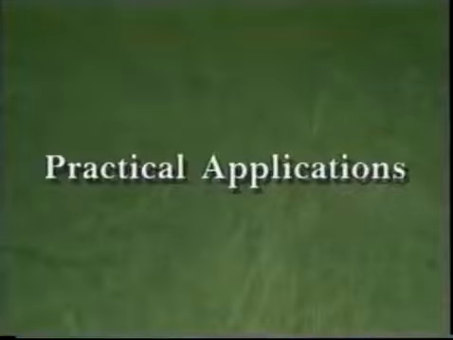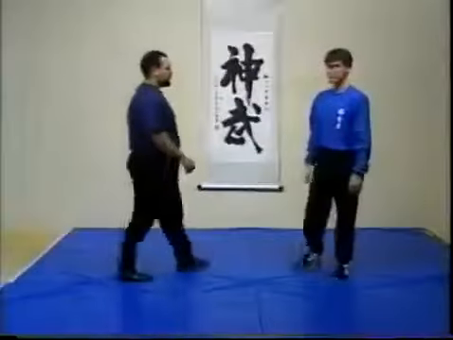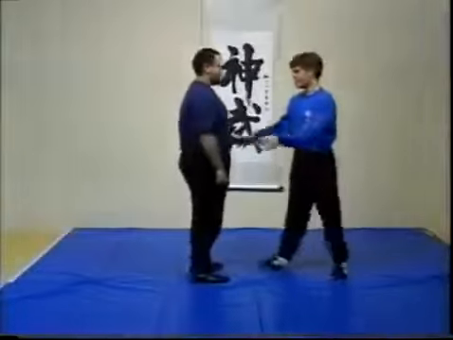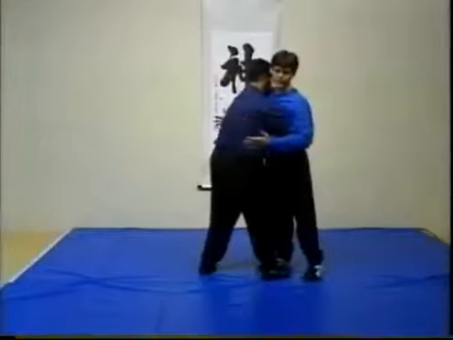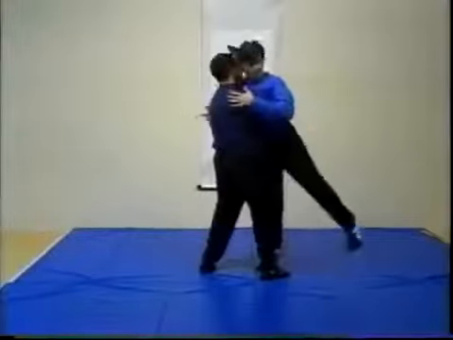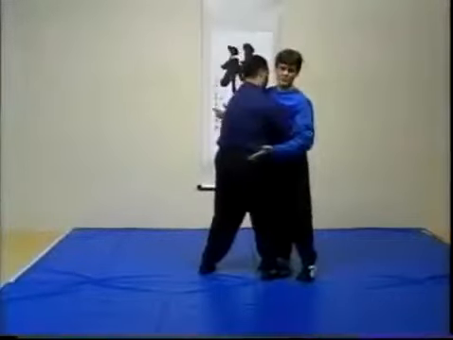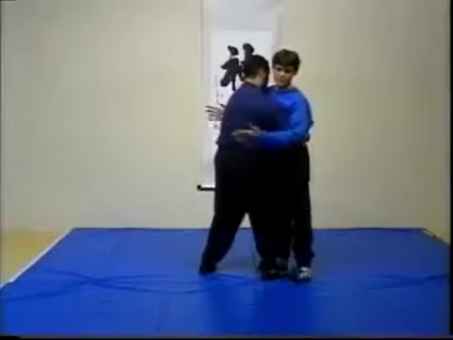Okay, in this first application, your opponent grabs you in a front bear hug. Now, this doesn't look very threatening, but it can be. He can lift me up and throw me down, and he can use his head, he can use his knees. So you need to do something immediately. So that's what we're going to do here.